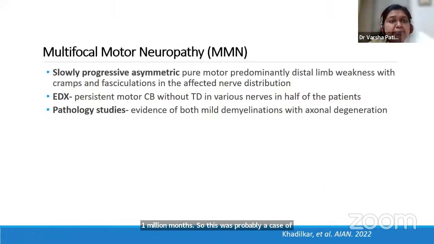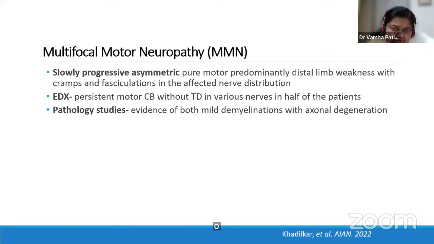So next group is your MMNs, multifocal motor neuropathies. Quite well known, quite old entities. Slowly progressive, persistent motor conduction block, but without a temporal dispersion.